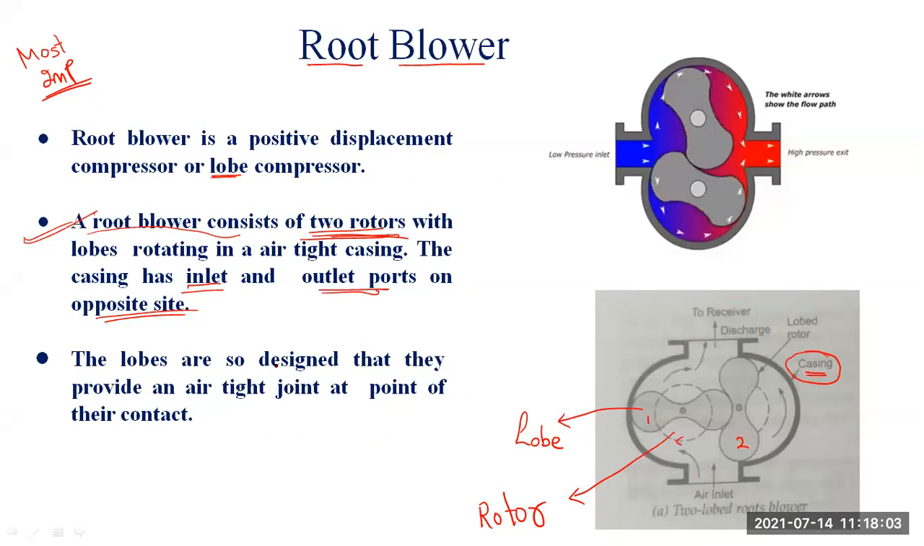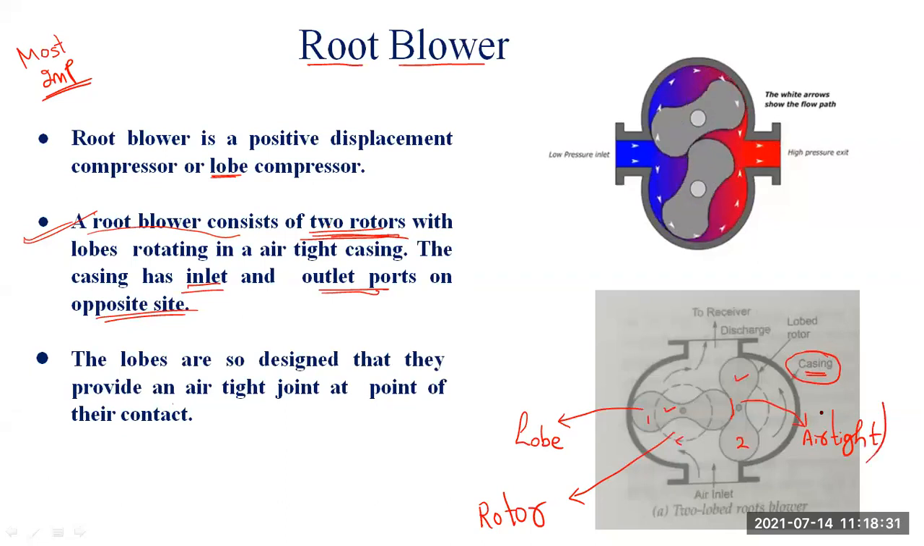Now the third point: the lobes are so designed that they provide an airtight joint at the point of their contact. You can see this contact point of the two. This is lobe 1 and this is lobe 2. Both lobes will rotate inside this casing in such a manner that at their point of contact, the joint will be airtight, meaning only a very small, negligible gap will be there between these two. That is the meaning of the point.